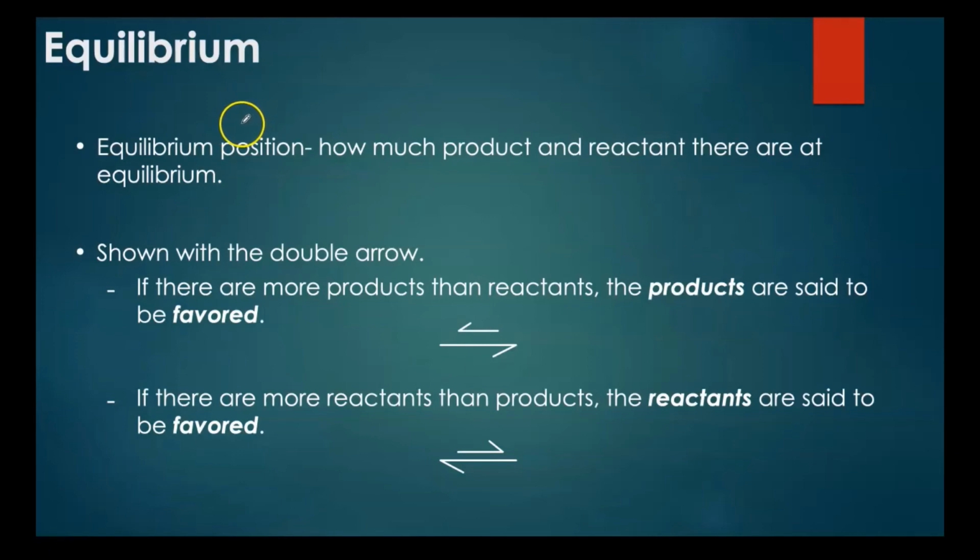Equilibrium positions depend on how much product and reactant there are at the equilibrium, and it can be shown with the double arrow. If there are more products than reactants, the products are said to be favored. That means the forward reaction is happening, right? And if there are more reactants than products, then the reactants are said to be favored. So in the case of the reverse reaction, we have the reactants favored condition.